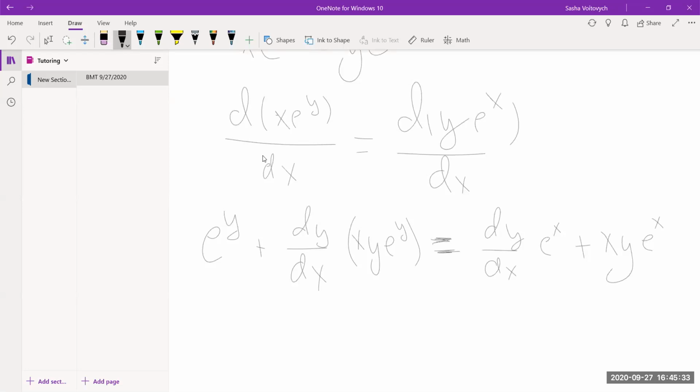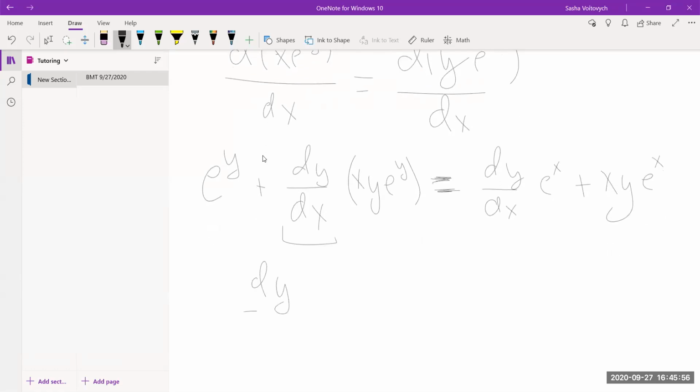Now from this we can express dy over dx as a function of x and y. Ideally, we want to express the derivative as a function of x, but this is at least something. So we would have some kind of condition on y and x. This is what implicit differentiation usually results in: some kind of expression for dy over dx in terms of x and y.